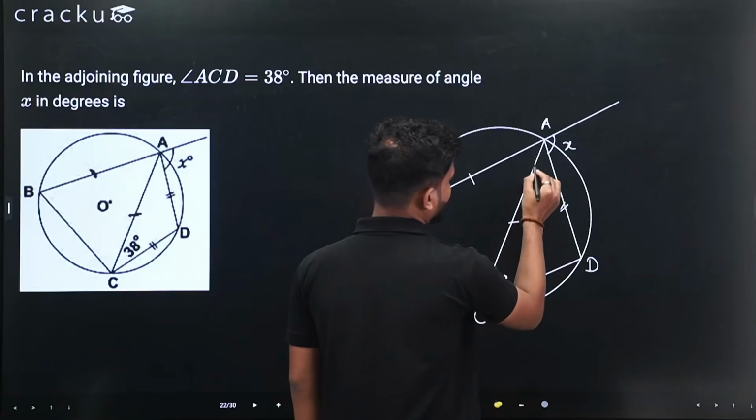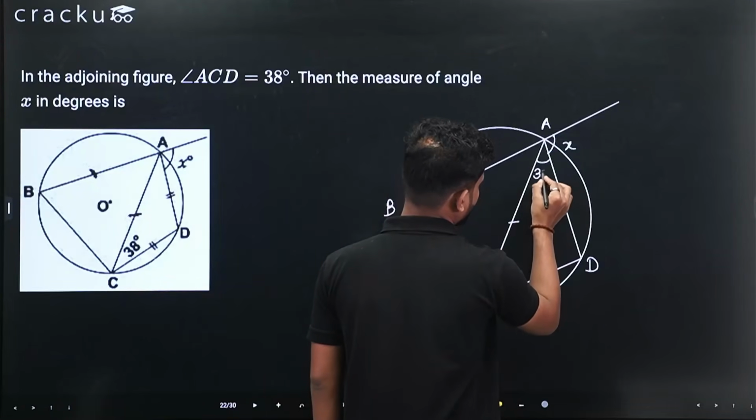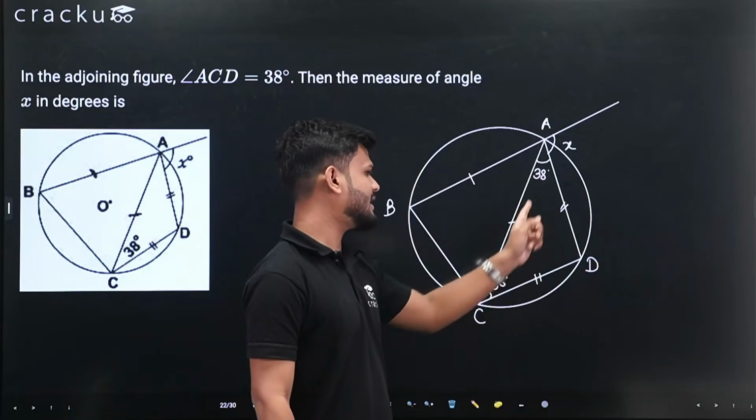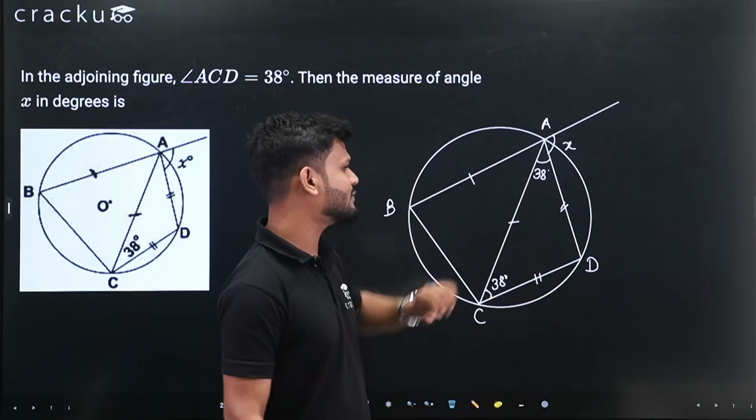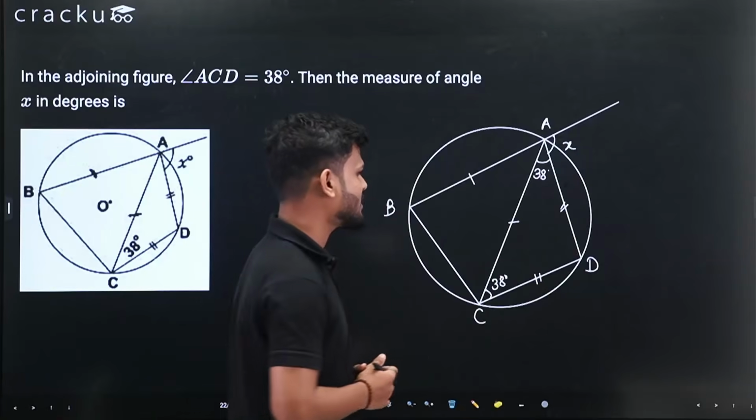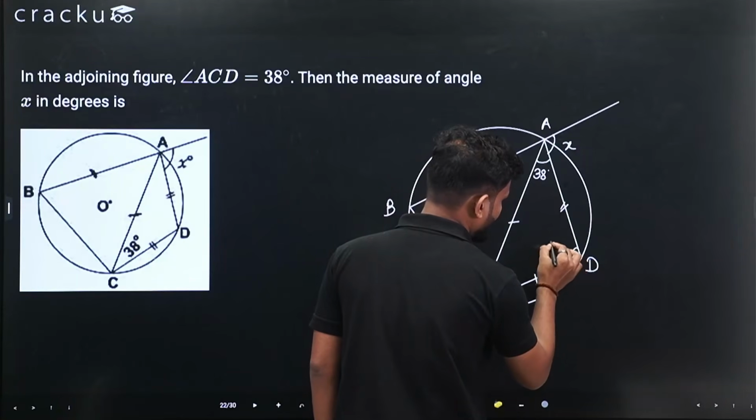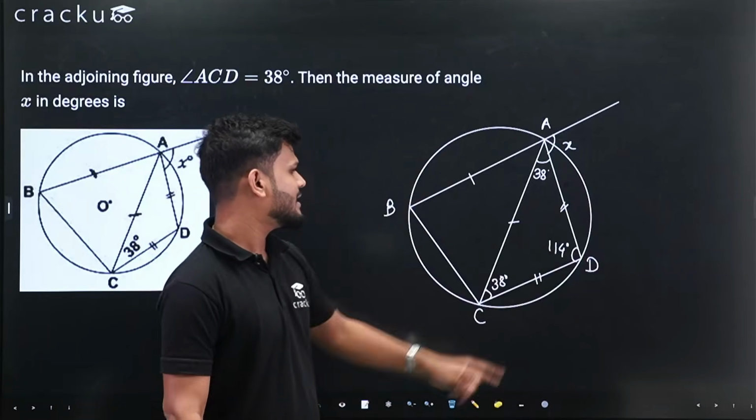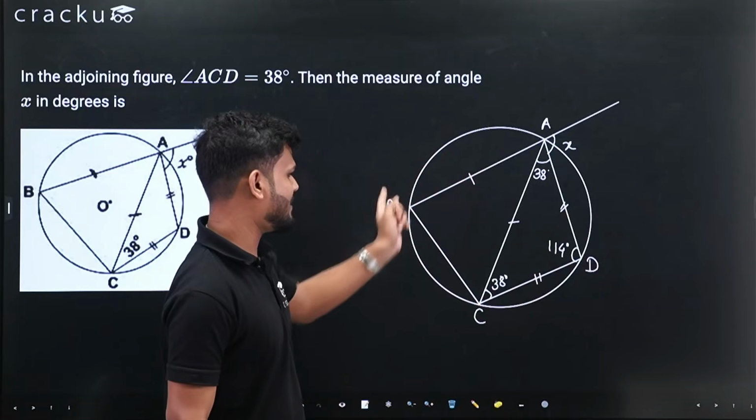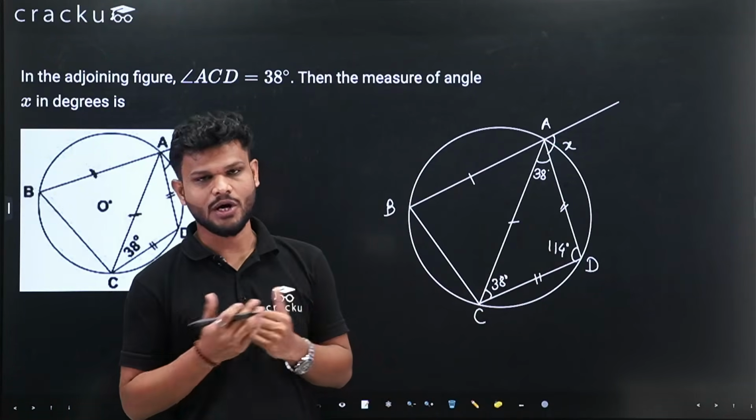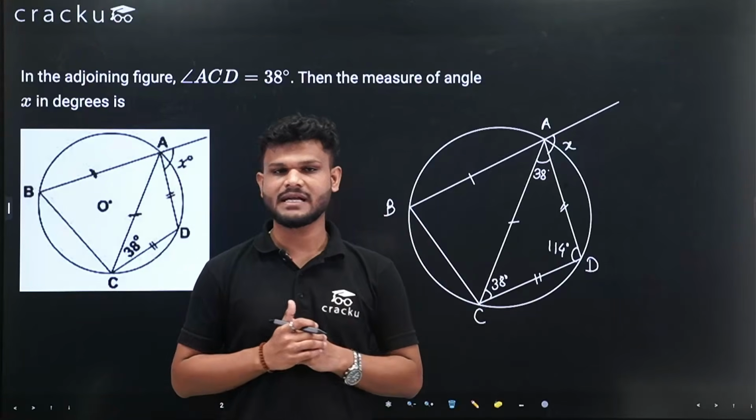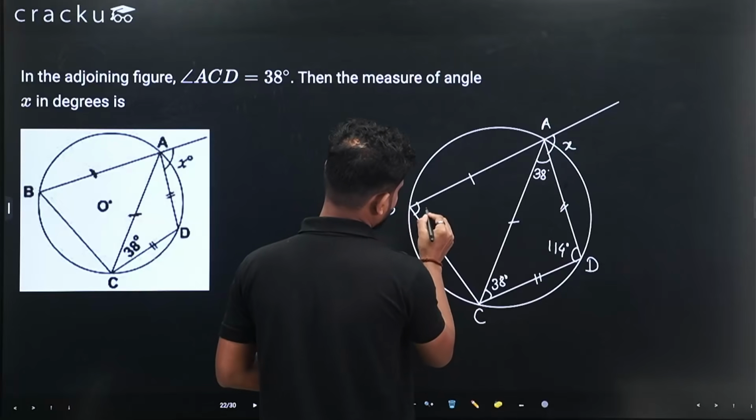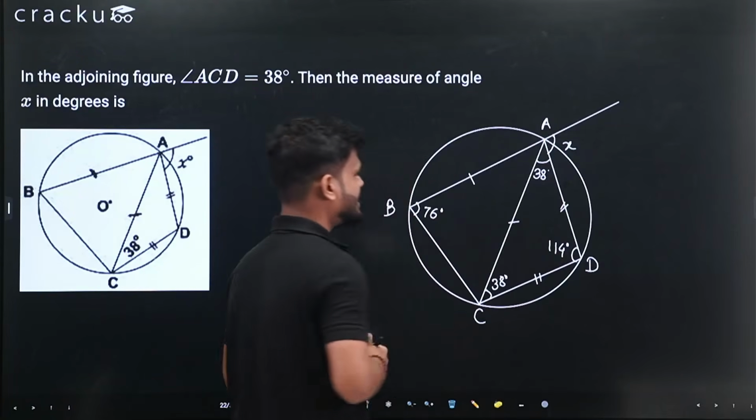So this 38, this one will also be what? Will be 38. If this is 38 and 38, both of them together will be 76. And this third angle should be 114 degrees. Correct? If this is 114 degrees, ABCD is what? It is a cyclic quadrilateral. Opposite angles of a cyclic quadrilateral are what? Supplementary. So if this is 114, this will be 76 degrees.